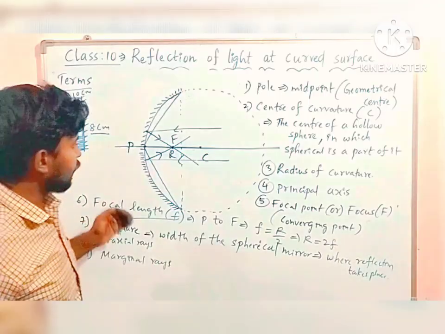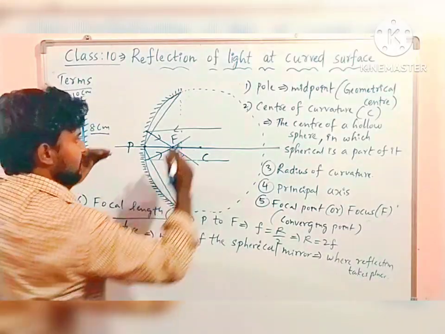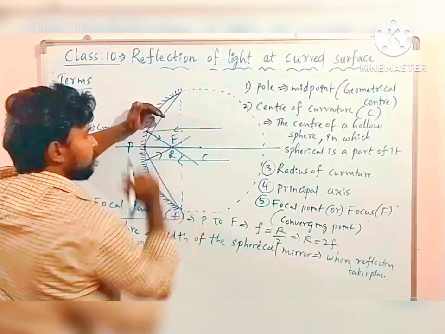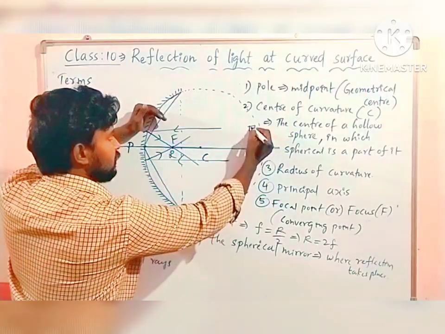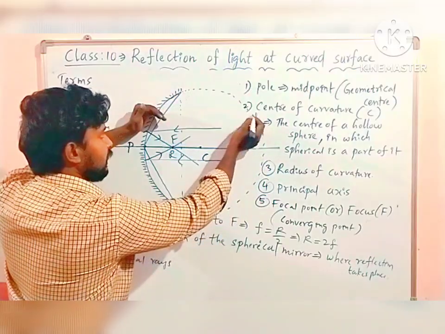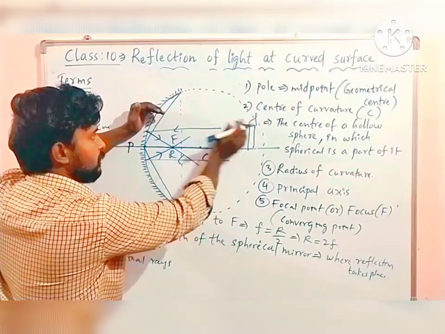What does paraxial rays mean? Paraxial means the rays which are near to the principal axis. For example, imagine this is the candle. From the candle there is light, so many light rays are coming from the candle.